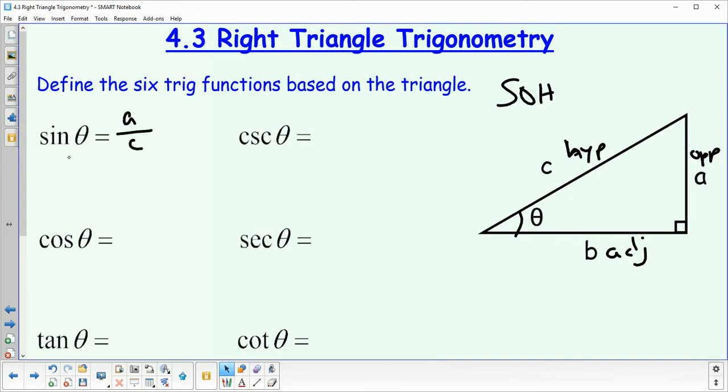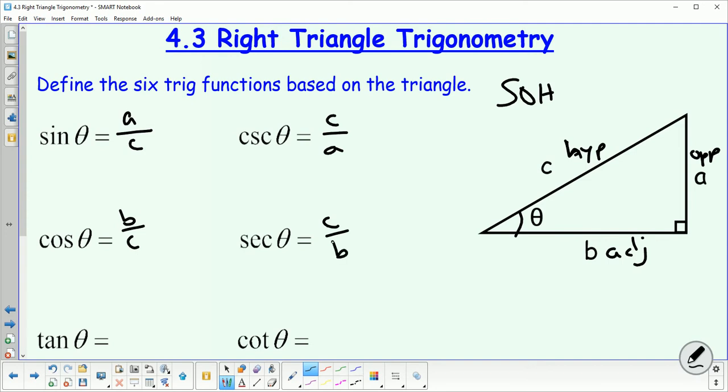Cosecant is the reciprocal of sine, don't forget, so we just rewrite that as C over A. Cosine then will be adjacent over our hypotenuse, so we'd use B over C. Secant again is the reciprocal of that, so C over B. Tangent then is going to be, so we've got our TOA, opposite over adjacent, and so we have A over B, and cotangent the reciprocal, B over A.